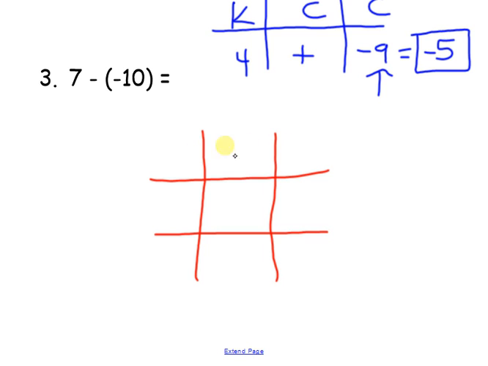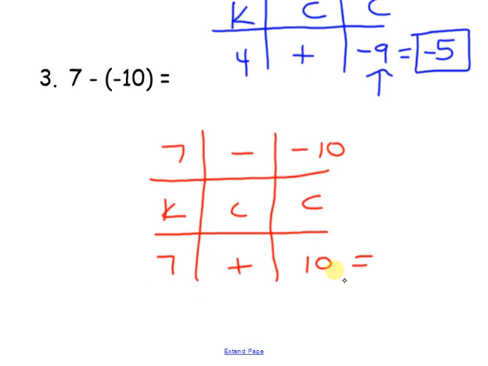Okay, I'm going to try my third problem here. So I'm going to input my problem into the top row. 7 minus -10. You can keep the parentheses in the tic-tac-toe board if you want. It's not necessary. It's whatever you're comfortable with. Across the center row, I'm going to put KCC, keep, change, change. I'm going to keep my 7. I'm going to change my minus to a plus, and I'm going to change my -10 to a +10.